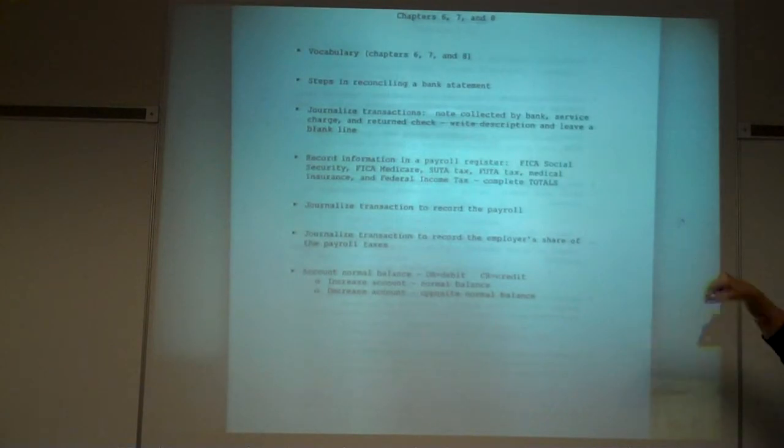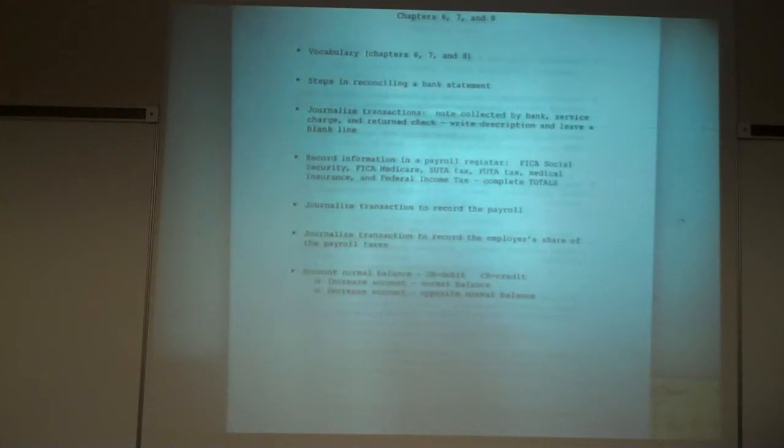Then we're going to look at journalizing the transaction to record the payroll, and I'll show you that in just a minute. Journalize the transaction to record the employer's share of the payroll taxes, and then know where those normal balances are for your accounts. You'll never get away from that. If you didn't memorize that in chapters 1 and 2, you need to go back to that, because when we work in Peachtree for Atlas and Zelle, didn't you have to know which account was the debit and which was the credit? And you'll see it more when you do Zelle than you did when you did Atlas.